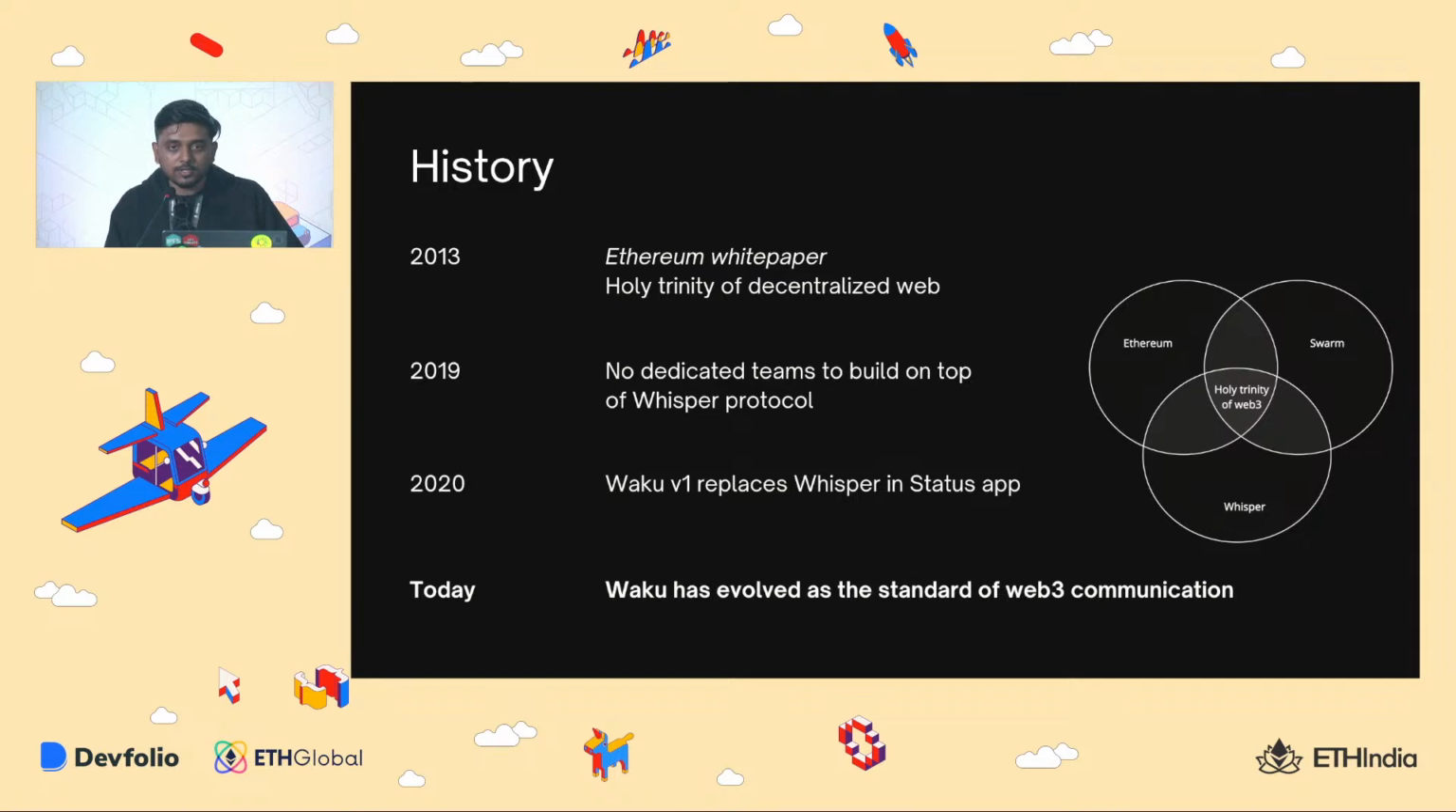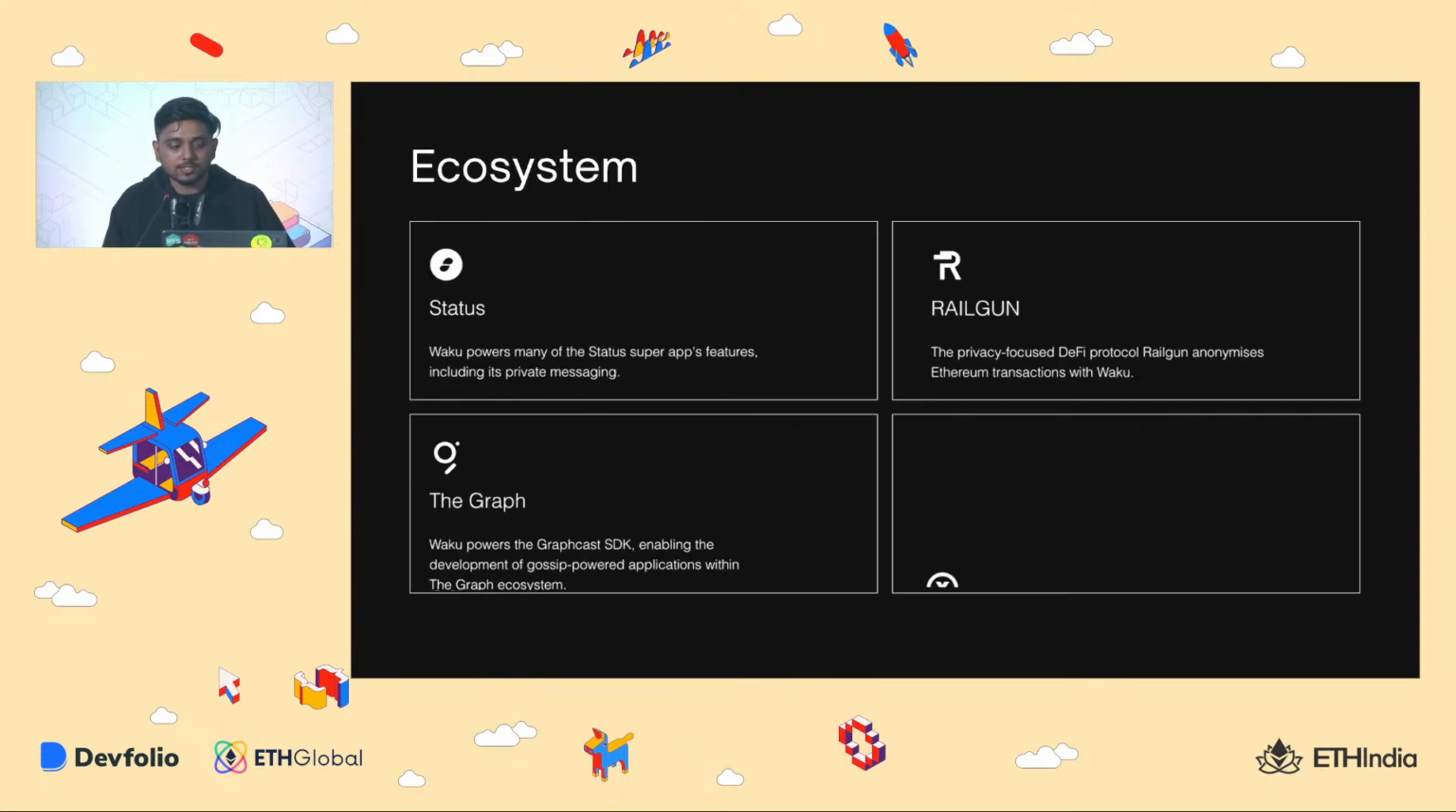Talking about the history, it all started in 2013 with the Ethereum white paper, when the holy trinity of decentralized web was introduced. Ethereum was for consensus, Swarm was for storage, and Whisper was for generalized messaging. But there were not many dedicated teams building on top of Whisper. So in 2019, we started building Waku V1, and in 2020, Waku V1 replaced Whisper in the Status app. This was a huge benchmark because Status is one of the well-known communications apps in the Web3 space. And today Waku has evolved into a standard for Web3 communications.